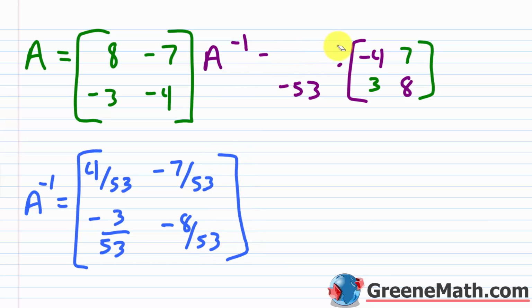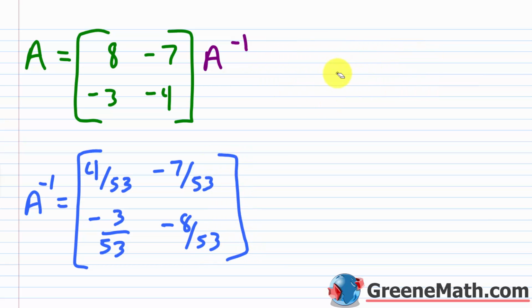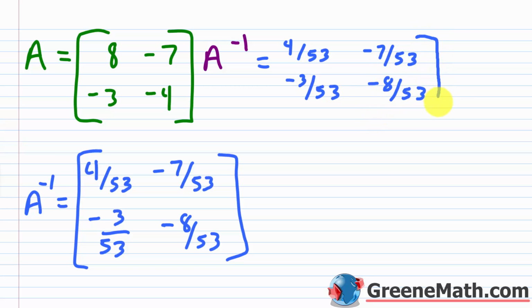Okay. So let me erase this from here and let me try to make this a little bit more compact because we're going to run out of room. So we're going to have 4/53, -3/53, -7/53, and we're going to have -8/53. All right, so that's about as good as I can do.